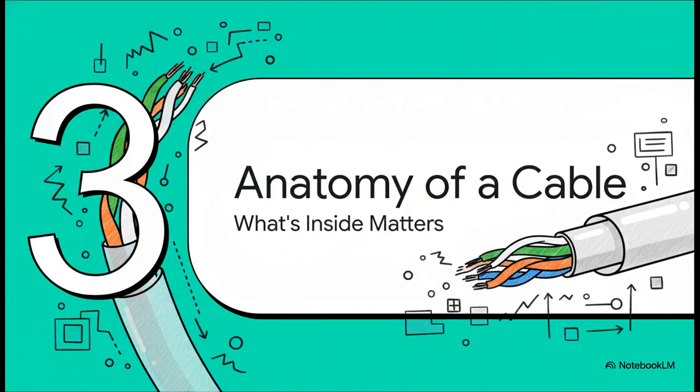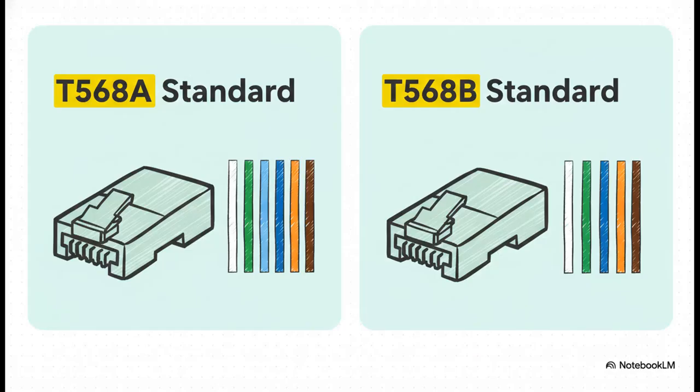All right, now let's go a little deeper and look inside the cable itself. Because it's not just a random jumble of colored wires in there. There's a very specific code, a wiring standard, that makes everything work together perfectly. And here they are, the 2 main standards, T568A and T568B. As you can see, the color order is a bit different between them.